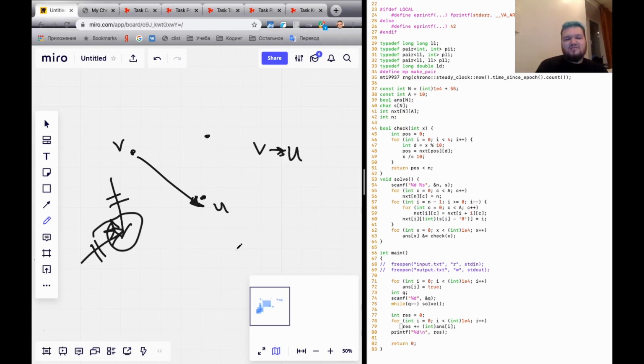I state that it's enough if we just take one vertex from each strongly connected component that doesn't have incoming edges, then we can reach everything. Why is it true? Well, let's prove by contradiction.